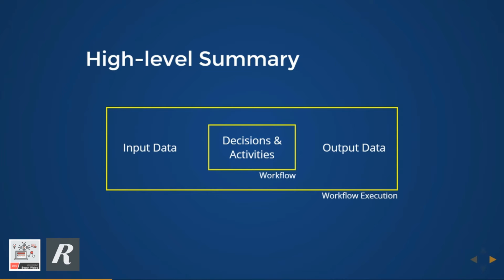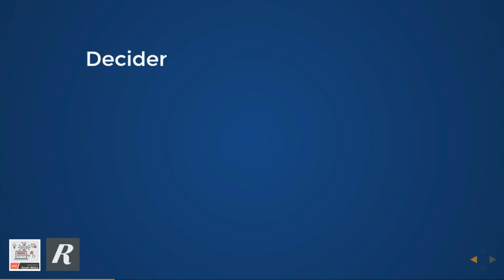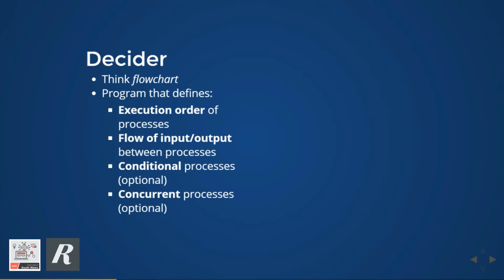One half of the programs that you write in SWF are called deciders. The best way I've found to think about how a decider should operate is to think of it as a software, program code version of a flowchart. That flowchart defines the order in which the different processes in the application are executed, how output from certain processes is passed as input to other processes, and conditional operations and concurrency as well. Always, there is one decider in each workflow, and that is the flowchart. Because they're not actually doing any processing, they should be very cheap to run. You don't want your decider to be waiting on some I/O or some CPU intensive operation.